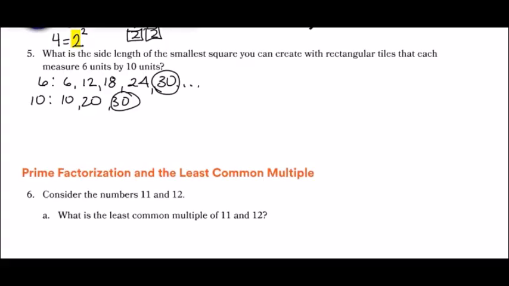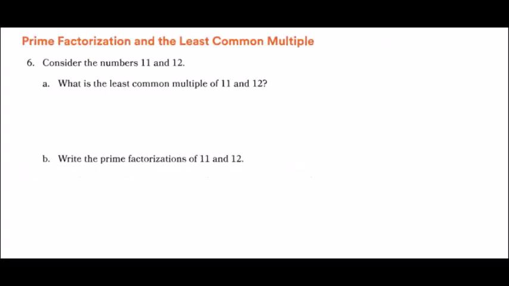So now let's look at prime factorization and the least common multiples. Consider the numbers 11 and 12. What's the least common multiple? Well, 11, I really don't want to write this list out.